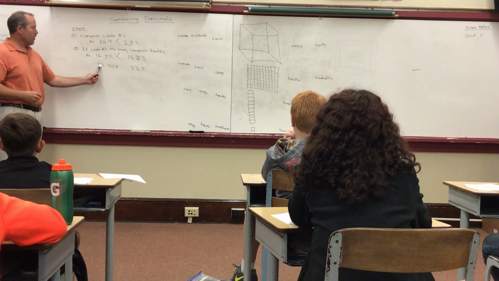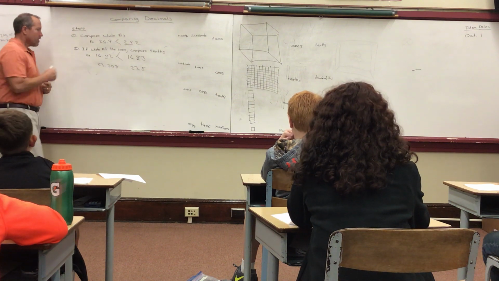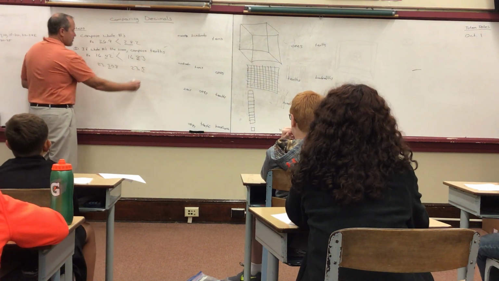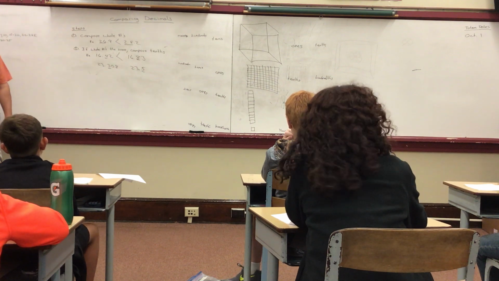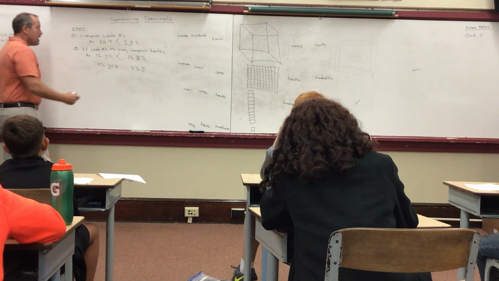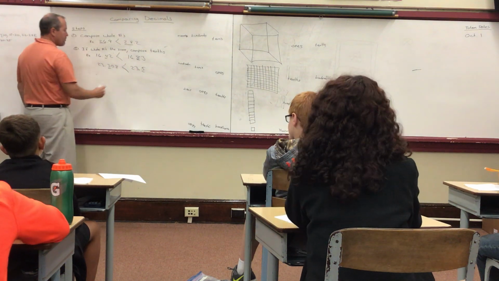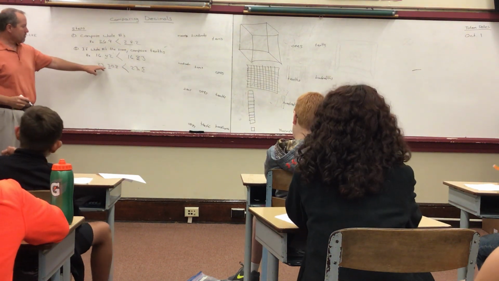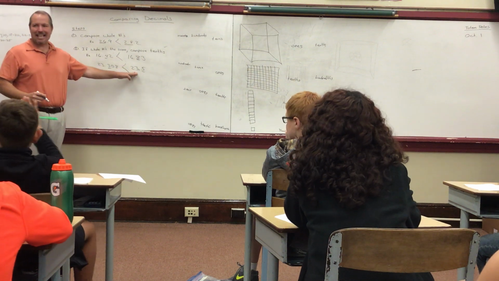They're the same. Then you compare the tenths. You have a 3 and a 5. Which one's bigger, the 3 or the 5? The 5. And so since the 5 is bigger, the 23 and 308,000 is less than 23 and 510.